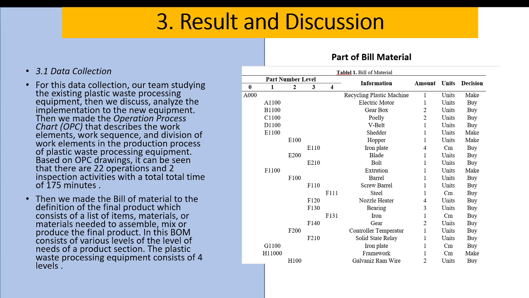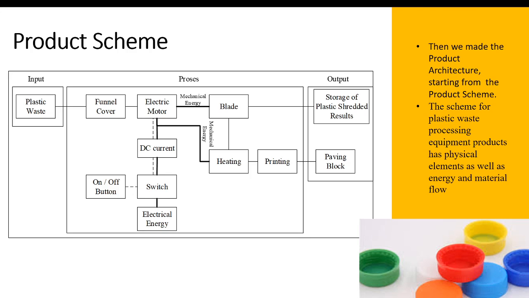Result and discussion. For the data collection, we study the existing plastic waste processing equipment. We discuss and analyze the implementation to the new equipment. And we develop the improvement using the operation process chart and bill of material. This is the table of bill of material. This is the product scheme from the input, process, and the output.